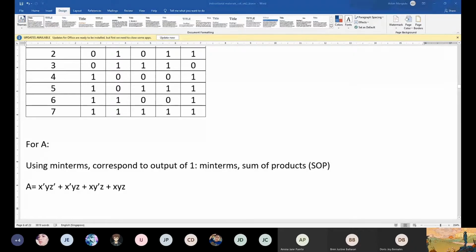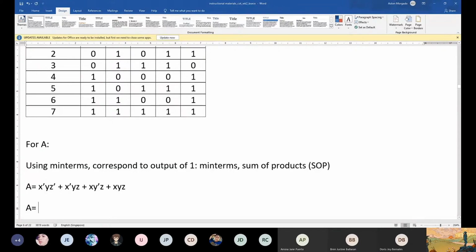Okay. Let's continue. Then what's next? From 13 we are now at 17. From this one, we may use Boolean algebra to minimize the number of terms.